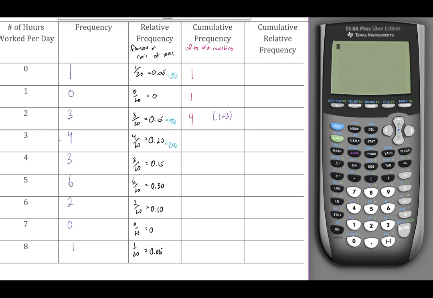How many students work up to 3 hours? Well, this would be a total of 8 now, because again, we're doing 1 plus 0 plus 3 plus 4. So the previous frequencies all are going to get added together, and that will give us the cumulative frequency. So 8 plus 3 is 11, plus 6 is 17, plus 2 is 19, this one will stay 19, and this one will become 20.